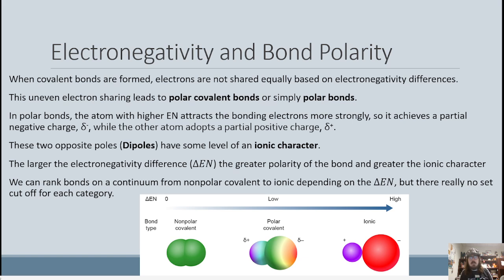However, there's no really good set cutoff. I will give you one for polar versus nonpolar, but what separates polar and nonpolar is up for debate. What separates polar from ionic is up for debate, because you're just subtracting out the differences in electronegativity.